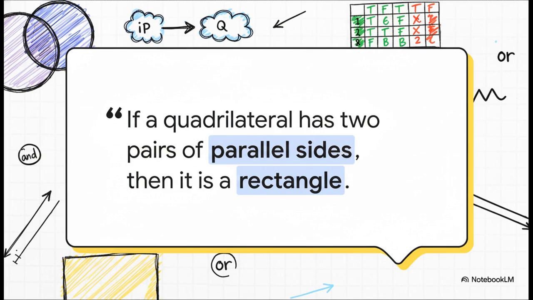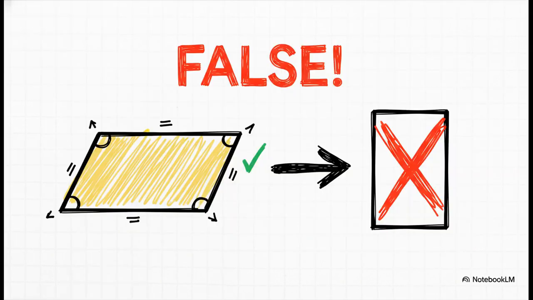I mean, that sounds pretty plausible, right? It feels like it should be true, but is it? Nope, it's false, and that is the trap, right there. Why? Can you think of a shape? How about a parallelogram? A parallelogram has two pairs of parallel sides, but it's not always a rectangle.